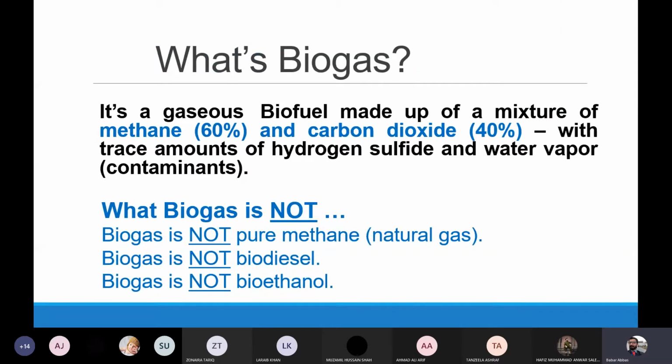What is biogas? It's a mixture of the dominant species, which are methane and carbon dioxide, and the optimum values have been written as 60 to 40%, 60% and 40%. Biogas is not pure methane or natural gas. It is not biodiesel. It is not bioethanol.